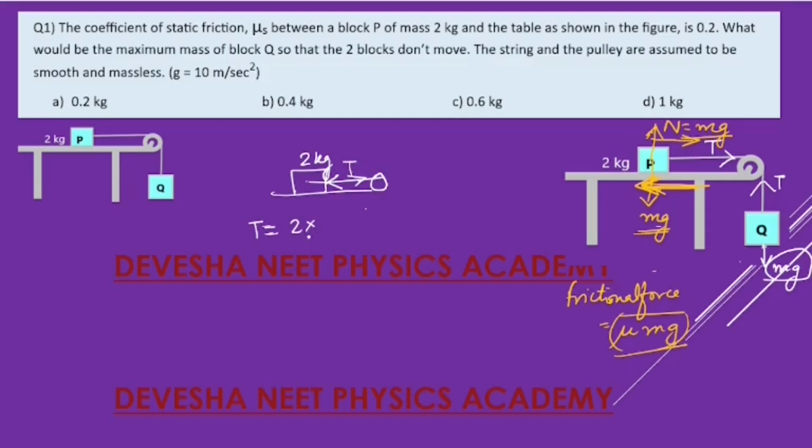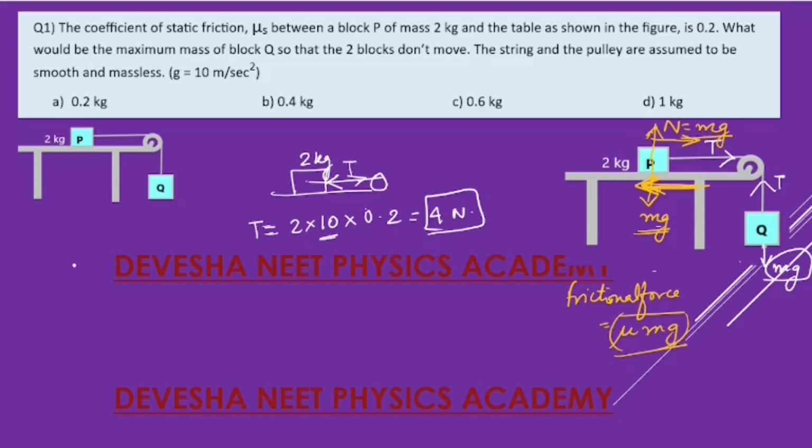So, 2 is the mass of this body, and 10 is the acceleration due to gravity, into mu. The mu is given to be 0.2 in this question. So this is equal to 20 into 0.2, which is equal to 4 newtons. This is the tension on the rope which is going through the pulley.